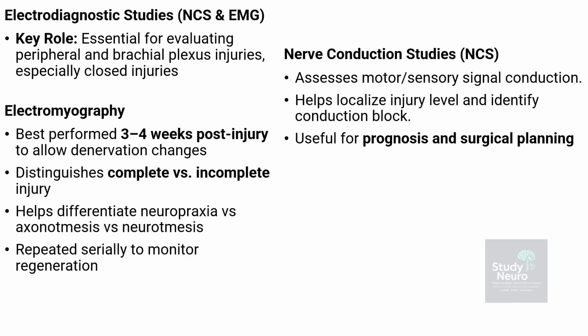Electromyography is most informative a few weeks after injury, once denervation changes have had time to develop. It helps determine whether the injury is complete or partial and distinguishes between temporary conduction block, axonal injury, and complete nerve disruption. Repeating EMG over time also allows clinicians to track nerve recovery.